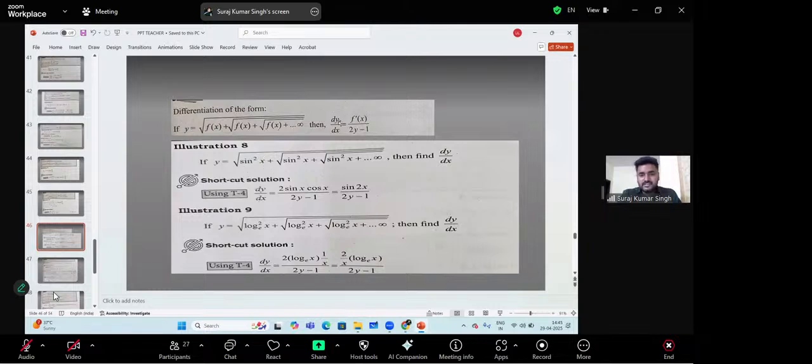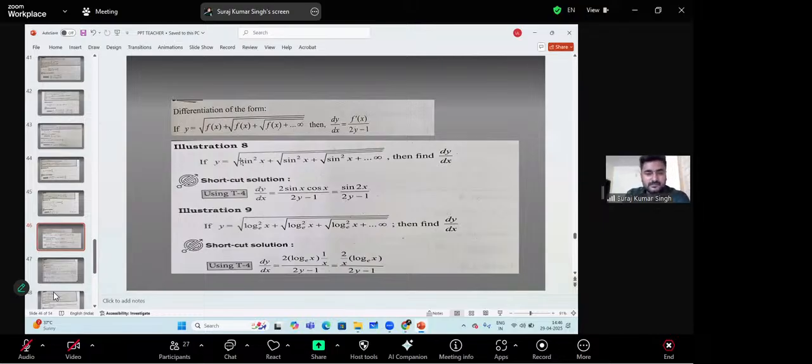So the trick is saying that dy by dx, we should write f dash x by 2y minus 1. You can see the denominator will be common in every answer: 2y minus 1 will be common. And now the derivative of sine square x will come, what? 2 sine x into cos x, that is sine 2x. So the answer is coming sine 2x by 2y minus 1.